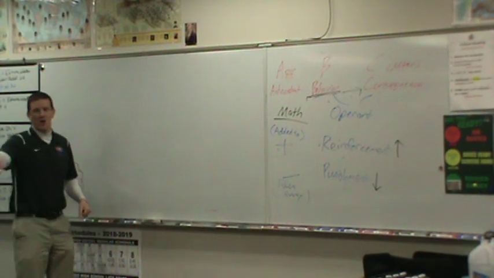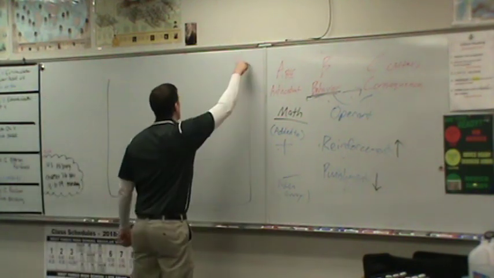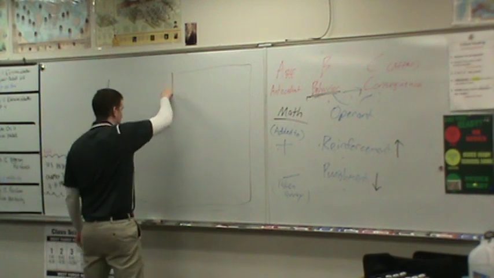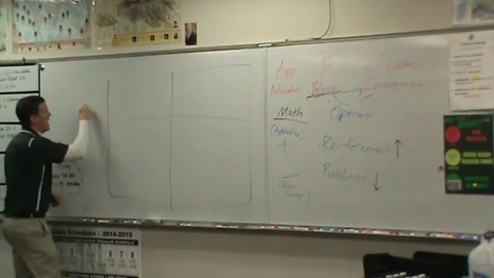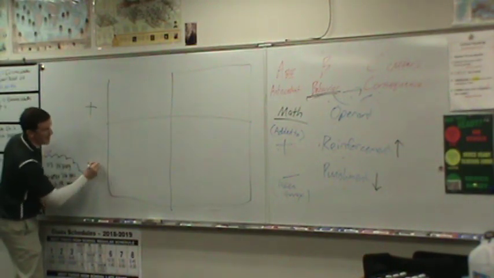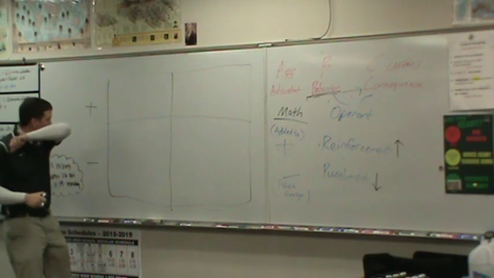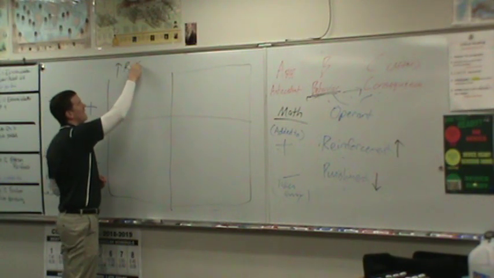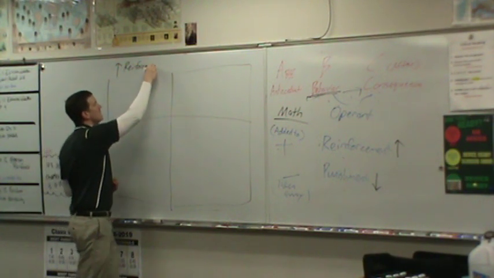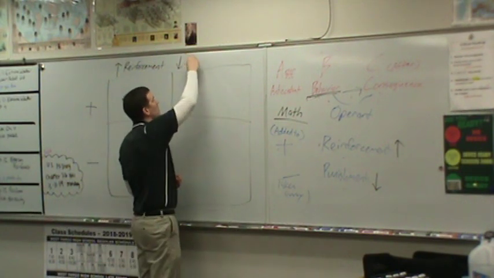So, on your notes, draw out a little box, kind of like we did yesterday. And we're going to label this box using some of those concepts that I wrote over there. Positive, negative. What am I going to write up here? Increase, which is called reinforcement. And then decrease, which is called punishment. Good.